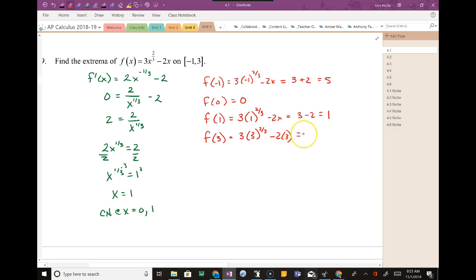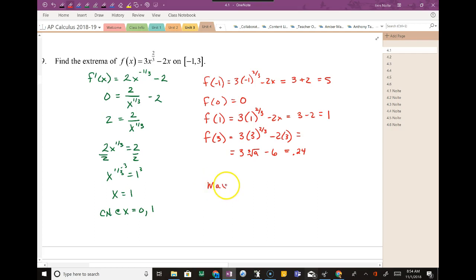This is going to give us an icky number, because 3 squared is 9, and the cube root of 9 is not breakable. So let's get a decimal on this. Can someone type that in, or would you prefer me to tell you what that is equivalent to? Would you say 0.20? Okay, perfect.